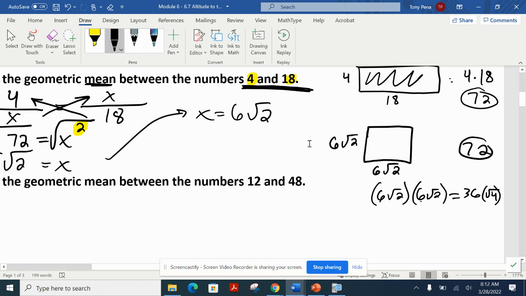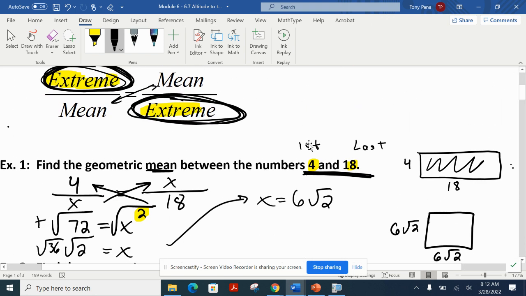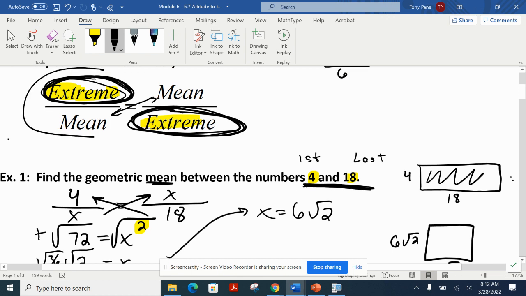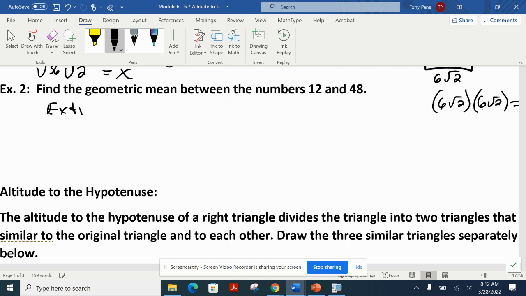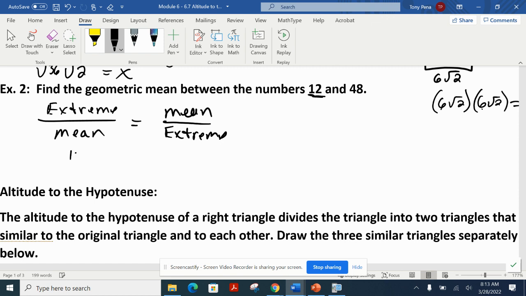Okay? All right, so one more with that general formula. Actually, let me write it again. So the extreme over the mean, this is the proportion that we just want to get down whenever you're asked to find this, is equal to the mean over the extreme. So really, it's just the first part of this proportion, that's the smallest number. And then the very last part of this proportion, that is your biggest number. So the 12 is going to go into this spot. That's the first number. And then the biggest number in this set is the 48. So that goes in the very last spot of that proportion.